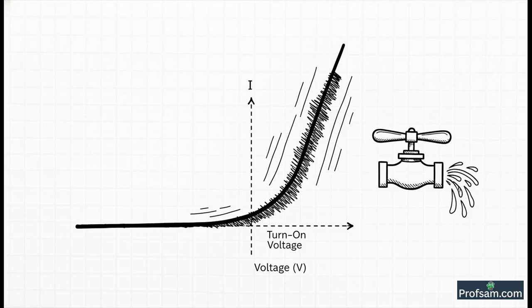Look at the graph. The current suddenly skyrockets. It shoots up almost vertically. This exponential jump tells us that the barrier has been completely defeated. The one-way valve is now wide open, and a huge amount of current can flow through.